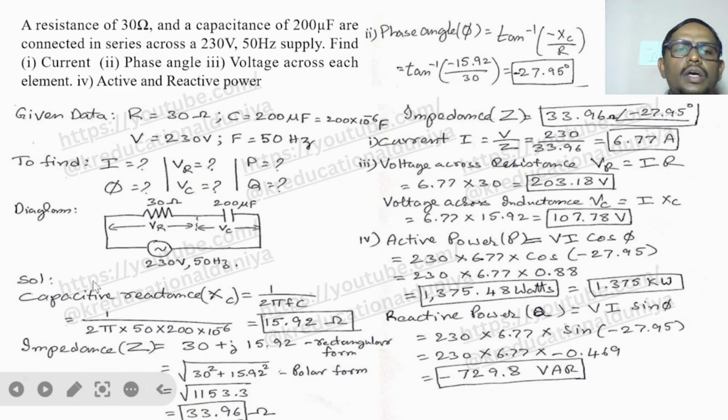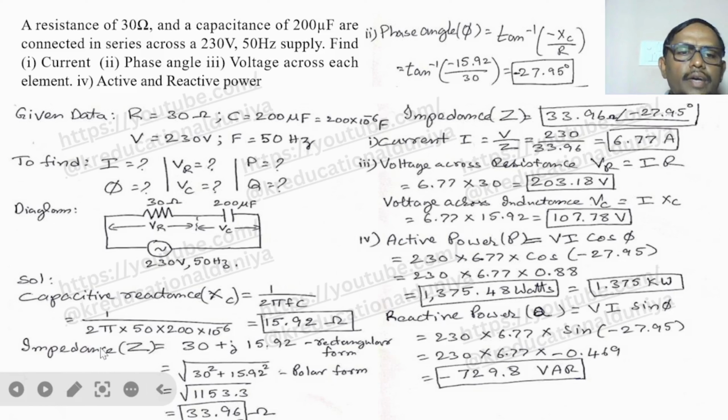For that, capacitive reactance, you need to find out XC across the capacitance. So XC equal to, the formula is 1 by 2 pi FC, and the units are ohms. So 1 by 2 pi, F is 50 and C is 200 into 10 power minus 6, that is 15.92 ohms. Now the resistance value and XC value are both in ohms only. So now you can proceed.